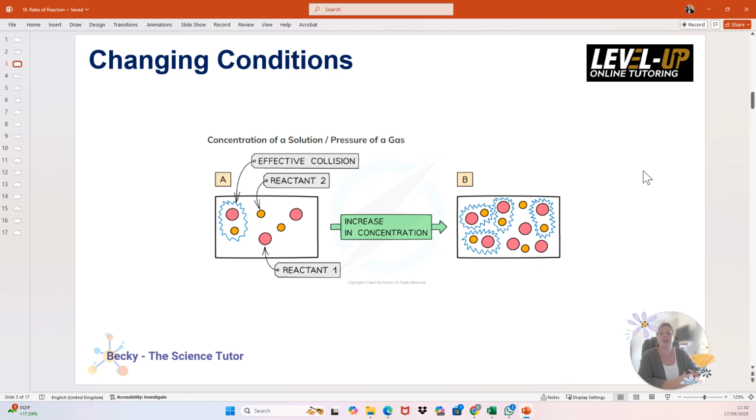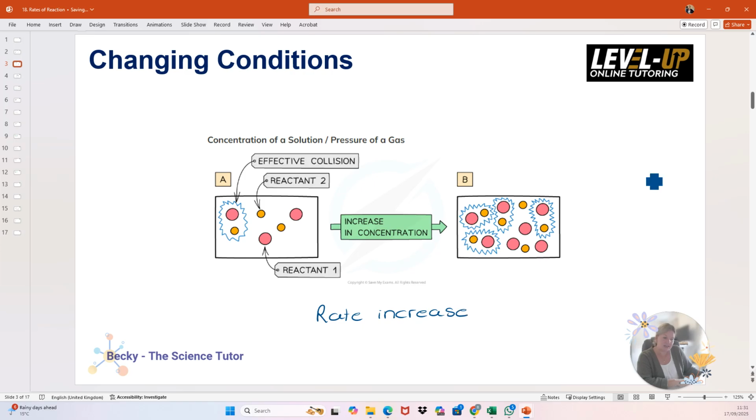Okay, so let's go through and have a look at some factors that can affect it, what conditions we can change, and how that means the reaction changes its rate. The first one is based around the concentration of a solution, and it's the same in theory for the pressure of a gas.